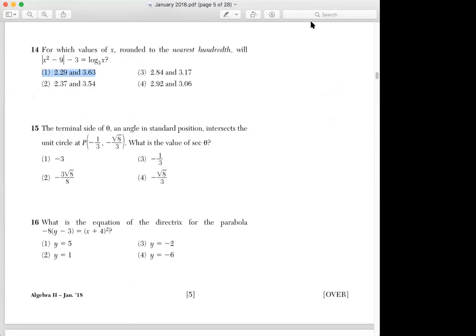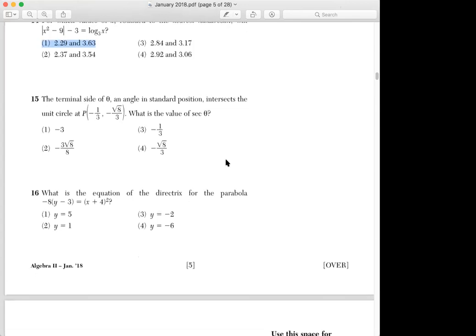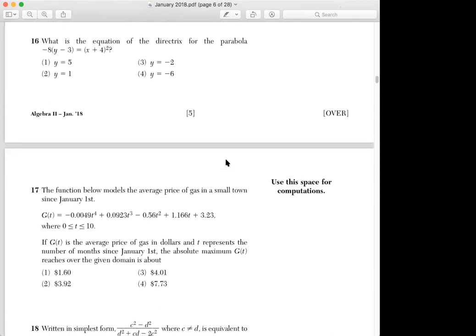Okay, 15. Haven't done. 16. Equation for the directrix of the parabola. Let's see. So this thing opens down. You've got 4p equals -8. So p equals -2. The vertex is at -4, +3.